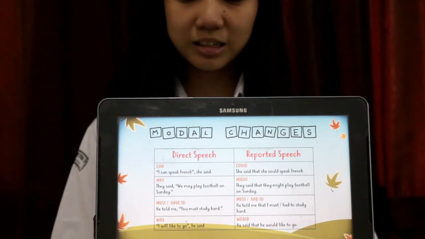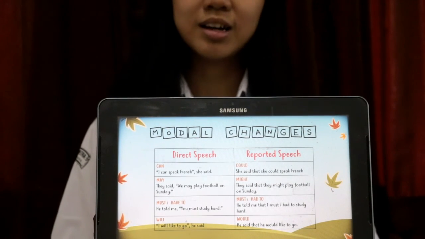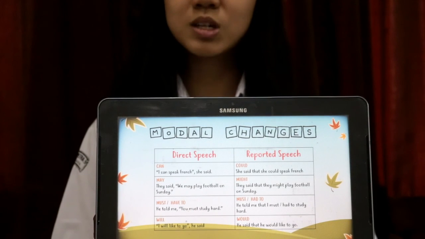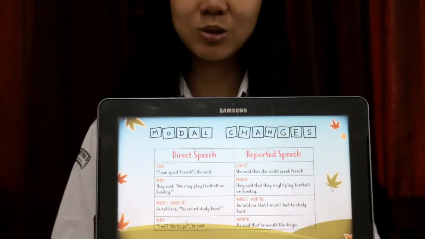In direct speech, we use will. For example, I will like to go, he said. And in reported speech, we use would. For example, he said that he would like to go.